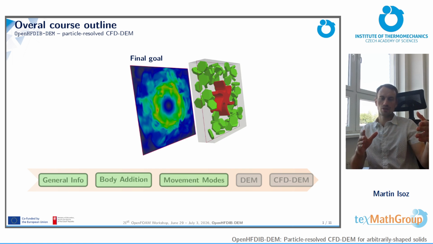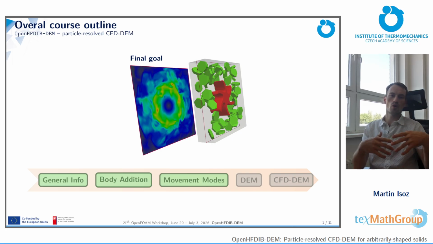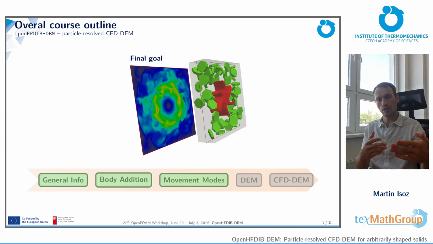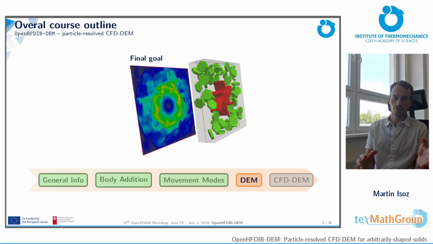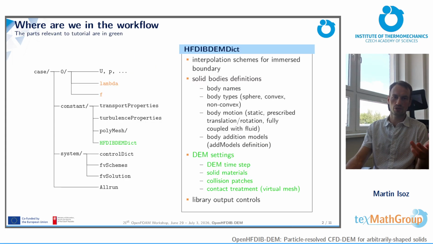First, we gave some overall general information about our HFDIB-DEM library. Then we went through how to add solid bodies into computational domains and covered the fundamental movement modes of those solid bodies in the domain. And today's topic is the discrete element method, so mutual interaction of solids in the computational domain. Now let's go for it.